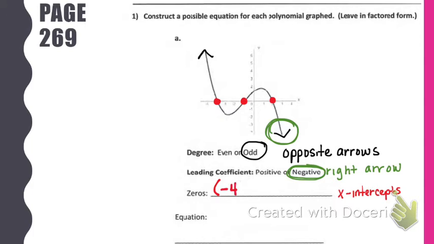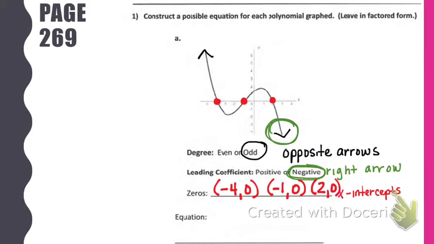My picture is pretty blurry here. I don't know if it's blurry in your book. So this is -4, and this one looks like it's -1. Is that correct? Okay, so -1, 0. And then what about this last one? Where is that point at? 2.